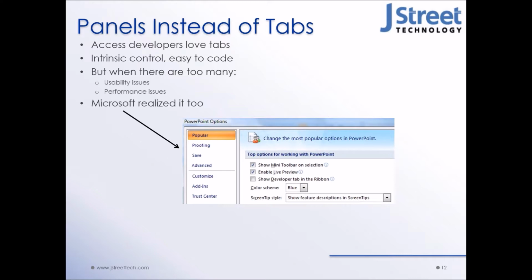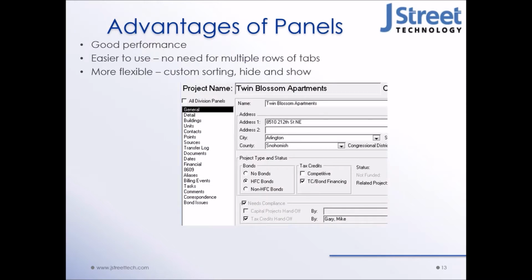So Microsoft realized it too, because notice that a lot of their dialog forms for options and things like that, they don't have tabs along the top like they used to in old versions of Windows and old versions of applications. They now have these panels down the side. So they know that tabs aren't very good, and so we should do the same thing. So what we do is we use panels.